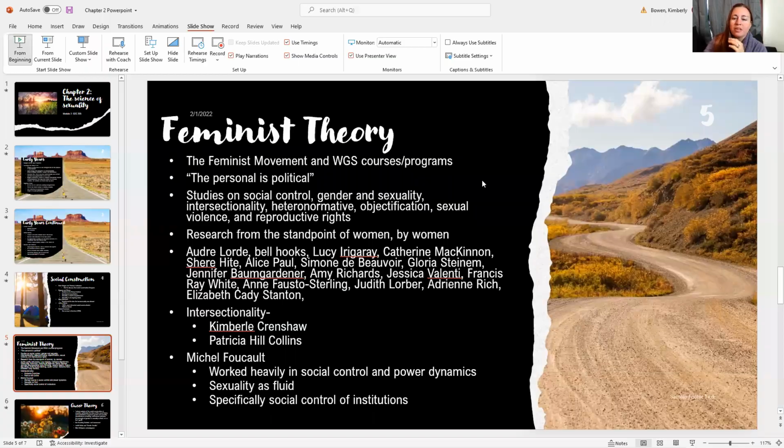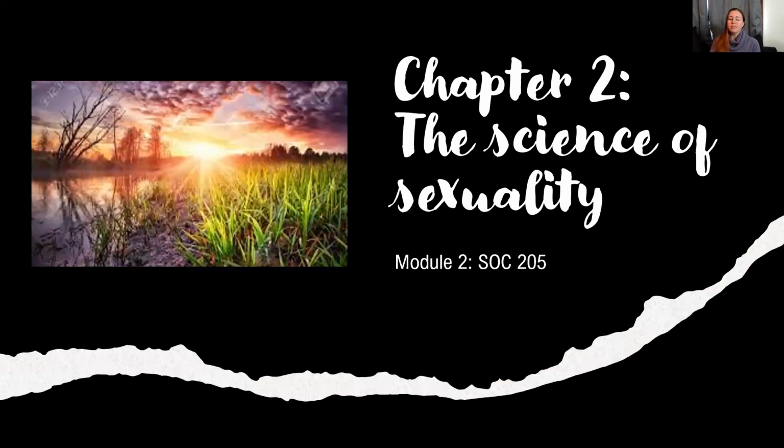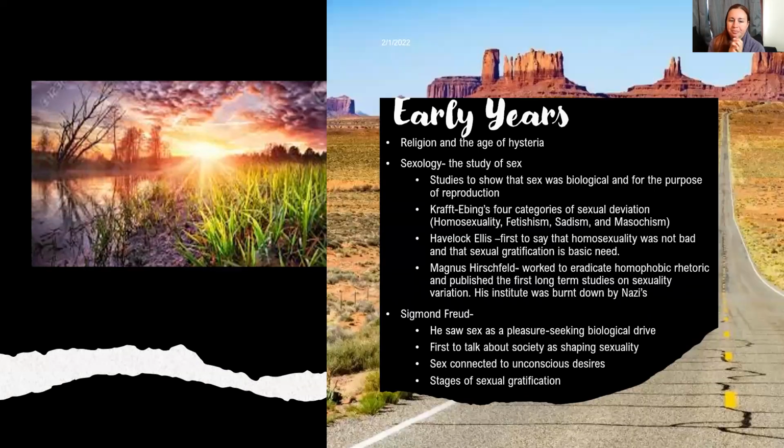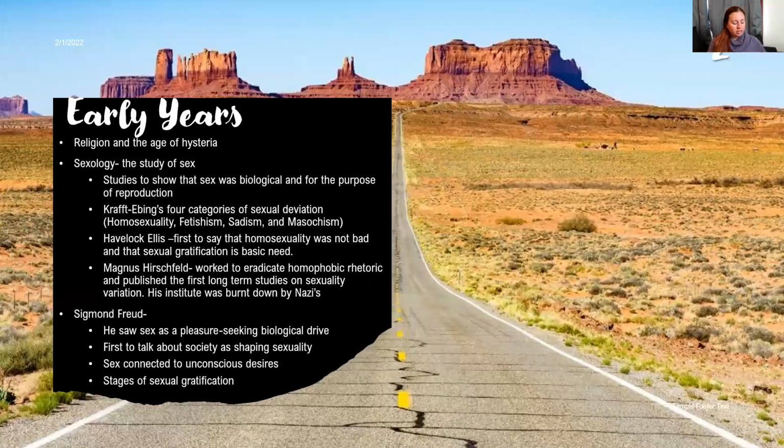So we're going to talk about the Science of Sociology chapter for Soc 205. In the early years when they studied sexuality, it was really talking about the study of sex. Before we even had a study of sex in sexology, every way that we defined or discussed sexuality was rare, because it was kind of a taboo topic to talk about, because it was really the age of religion.